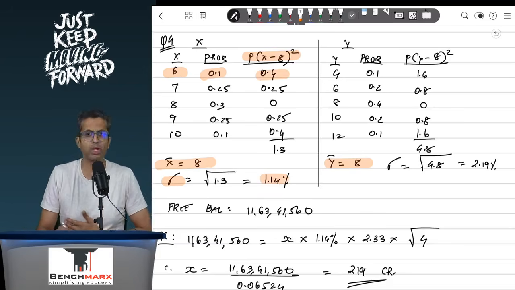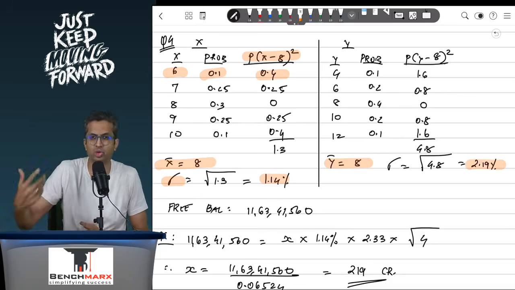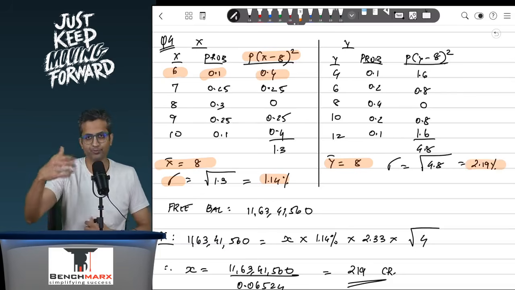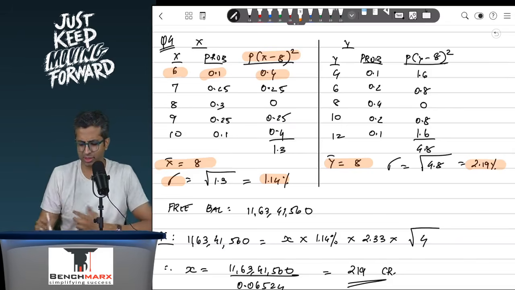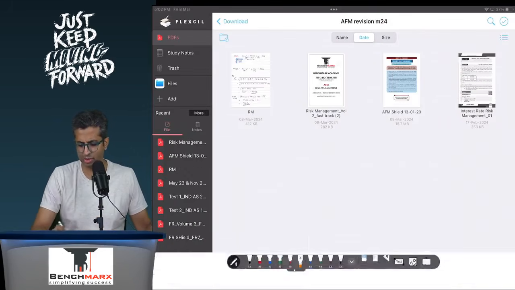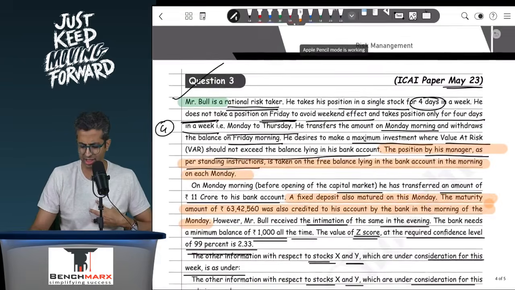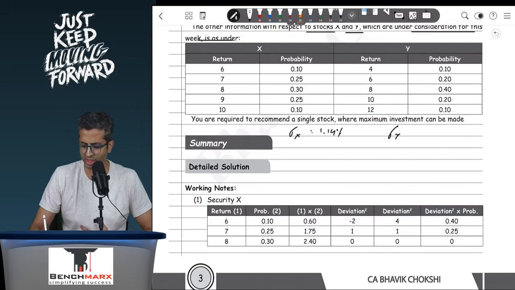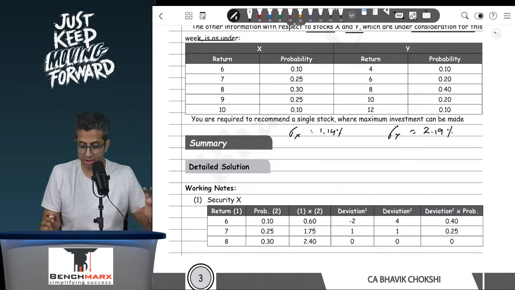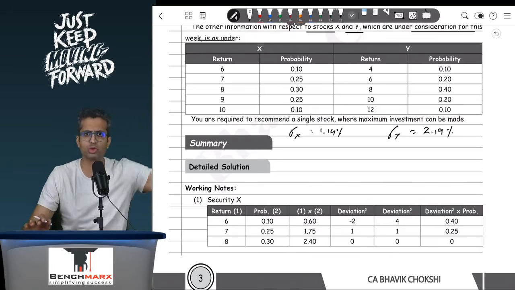So you will get 1.14% and 2.19%. The institute over here also tests your understanding of the portfolio chapter. So let us say this is a question which tells you that the standard deviation of X is 1.14% and the standard deviation of Y is 2.19%. If you take that understanding as the base and forget X bar and Y bar, X bar and Y bar is needed only to find the standard deviation of X and of Y. Once you find these, your working is going to be exactly similar to what you did in question number 2.